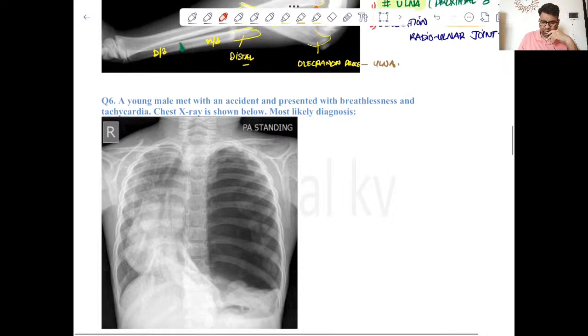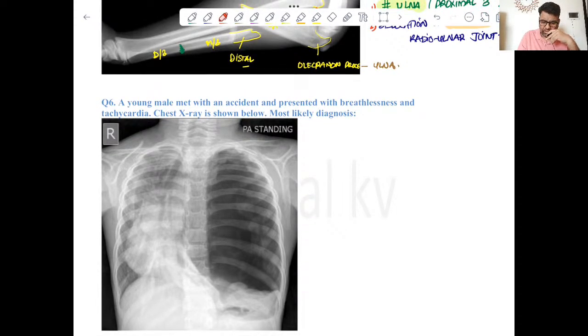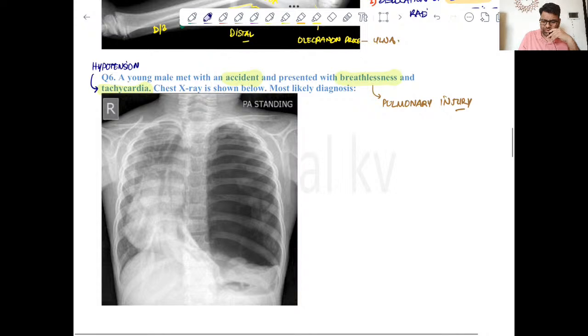Now moving forward to another question. Here there is a patient who has an accident, and now he is presenting with breathlessness and tachycardia, and then chest X-ray is shown. Breathlessness means obviously there is some pulmonary pathology, right? So this is some pulmonary injury, you can say. And tachycardia suggests that there might be hypotension. When the blood pressure is less, body responds by increasing heart rate. So hypotension has resulted in tachycardia. So there is some injury which is resulting in lung pathology and also hypotension.